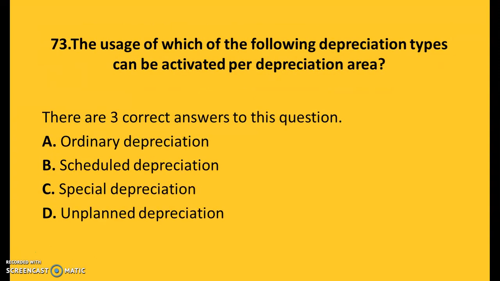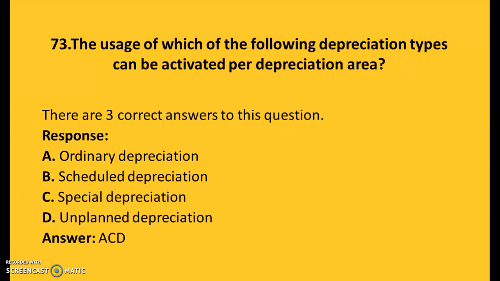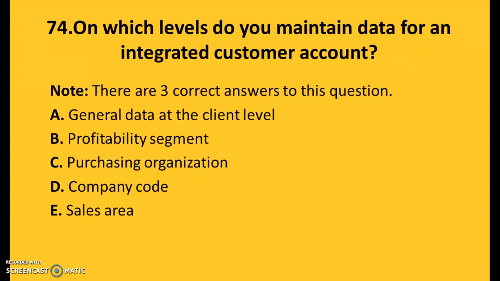The usage of which of the following depreciation types can be activated per depreciation area? There are three correct answers for this question. So A, ordinary depreciation, B, scheduled depreciation, C, special depreciation, and D, unplanned depreciation. So the answers are A, C, and D: ordinary depreciation, special depreciation, and unplanned depreciation.